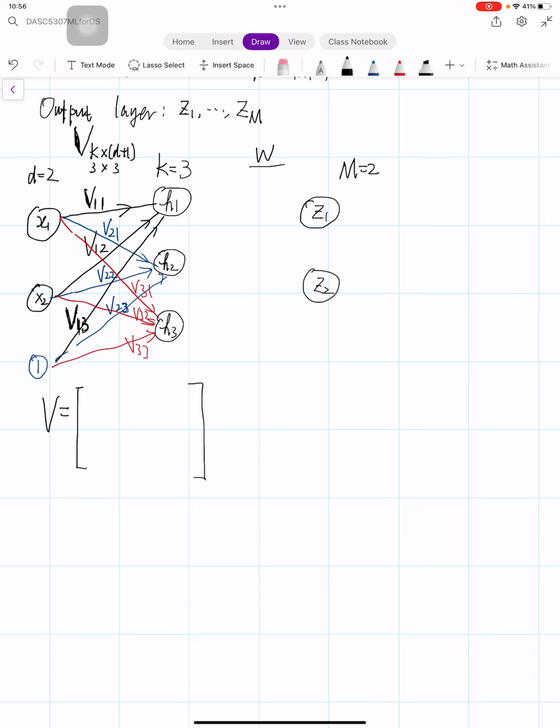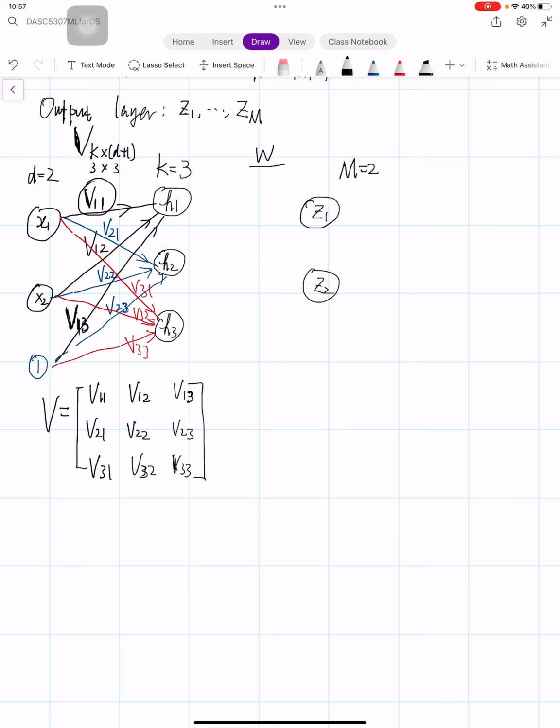So this V is a matrix. You can think of the first row as all the weights transferred to the first hidden node: V11, V12, V13. The second row is V21, V22, V23. The last row is V31, V32, V33.